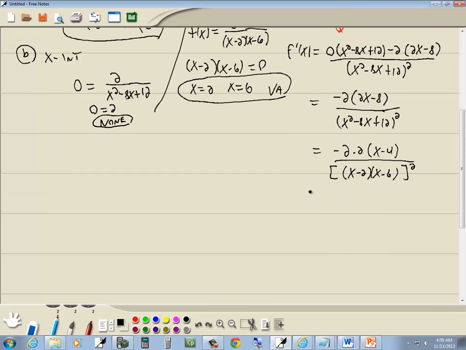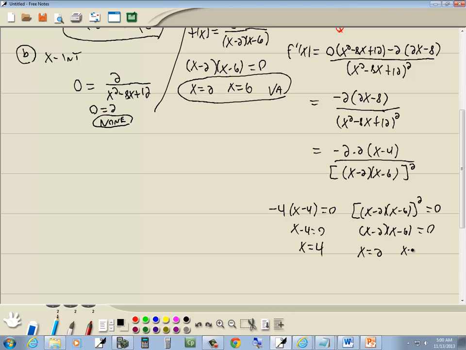Okay, to find our critical values, we're going to set the top part equal to 0 and the bottom part equal to 0. Well, the top part is negative 2 times x minus 4 equal to 0, and the bottom part will have x minus 2 times x minus 6, all of it squared, equal to 0. Well, over here, this is already factored, so I can drop the negative 2 and set x minus 4 equal to 0, and we get x equals 4. Now here I can drop the squared, and then I'll have x minus 2 times x minus 6 equal to 0. We've already solved this a couple times. So this gives us 2, and this gives us 6.